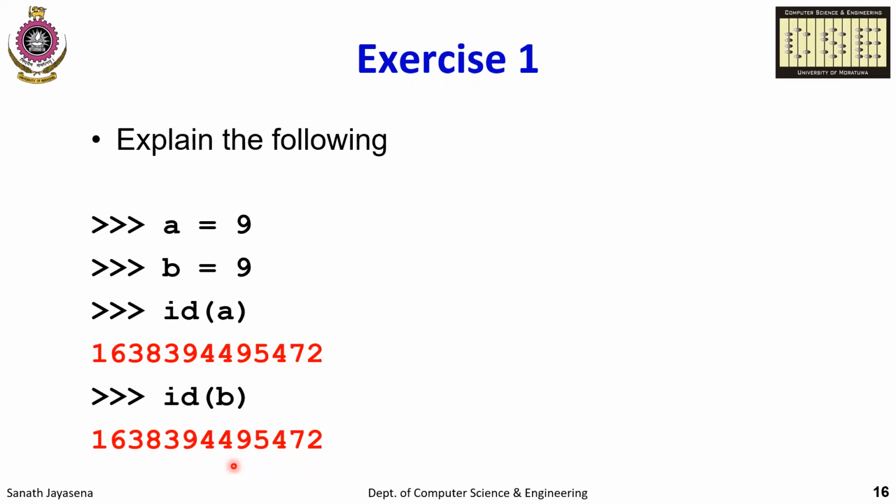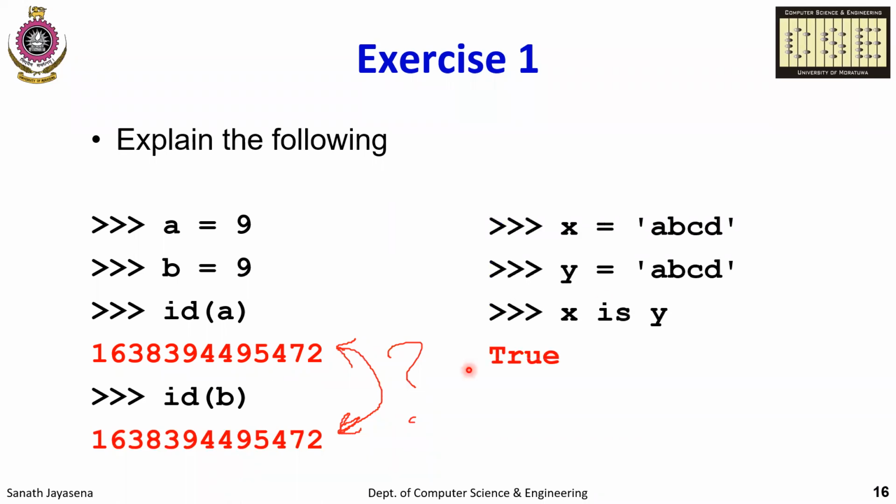Exactly the same thing. You can see they are basically the same. So how can that be? Can you explain that? Let's take another example here. Similar thing. You say x equals ABCD, then y equals the same thing. And when you say x is y, it says true.